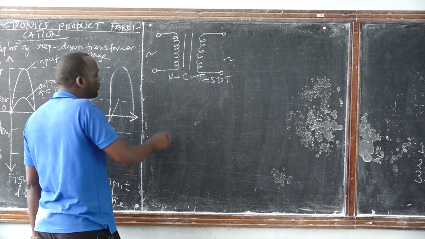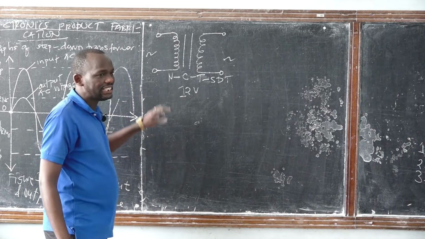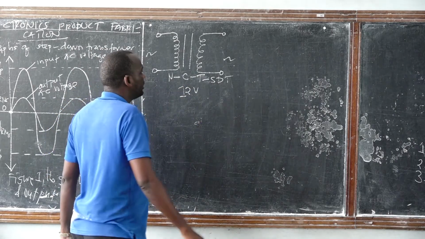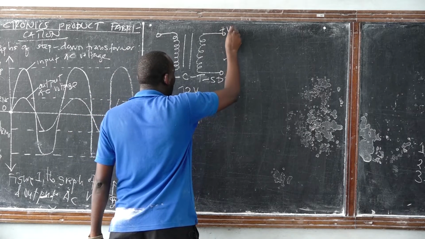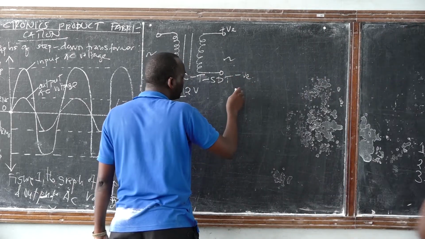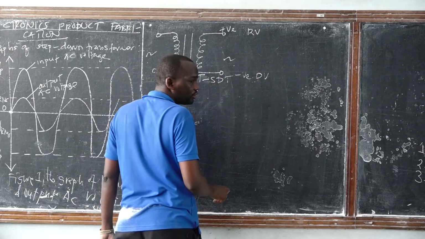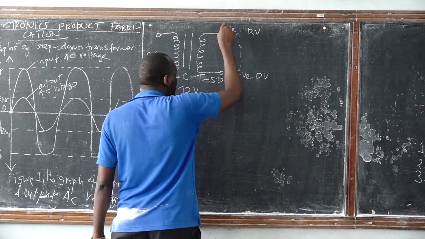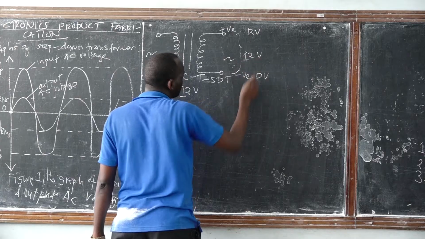But if this transformer is written 12 volt, for instance, 12 volt non-center tapped step-down transformer, then it means that here, this one will be acting as a positive volt, and this will be acting as negative volt. It means that this one will be acting like 12 volt, and this will be acting as 0 volt. If you measure the potential difference between this terminal of output and this terminal, you'll get 12 volt.